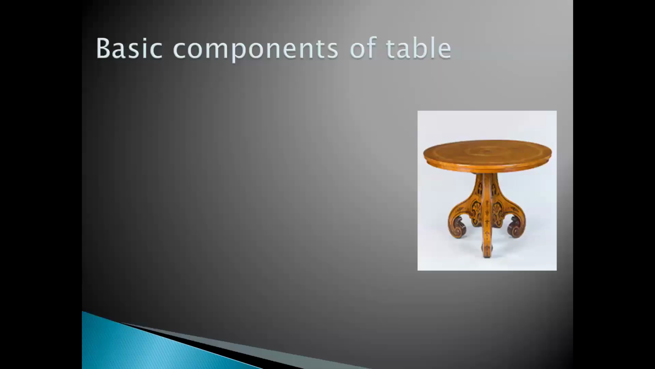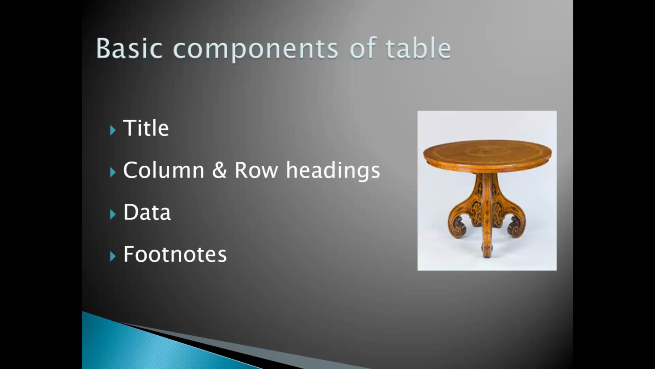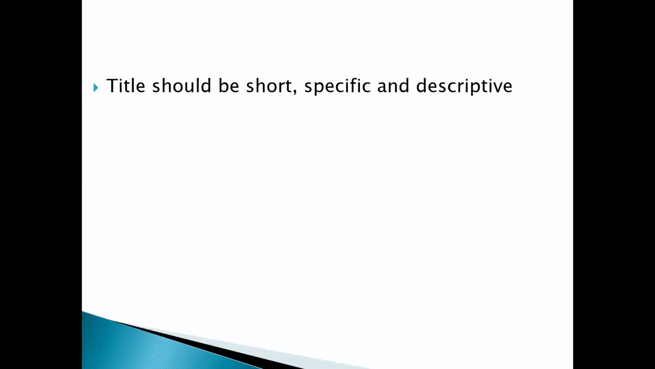So once you decide to use the table, you need to use it properly. You need to understand what the basic components of a table are, not the wooden table shown here, but the table that we use in Microsoft Word. Each table should have a minimum of the first three, and the fourth one if required. So definitely a table should have a title. It should have a column heading as well as row heading, and obviously the data, and then footnotes if required.